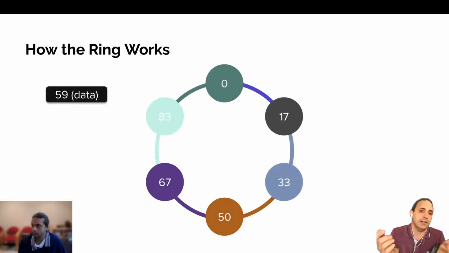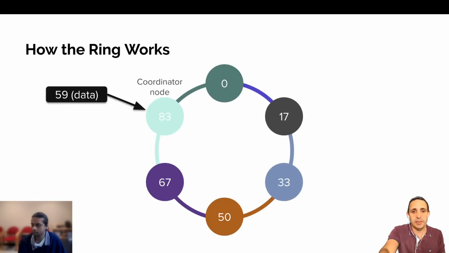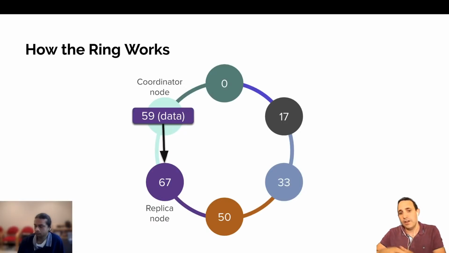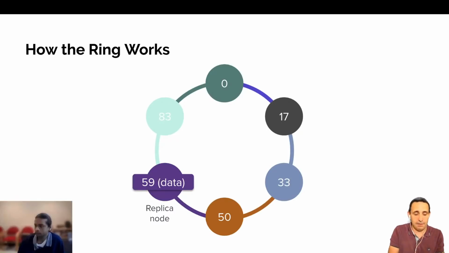Now I'm a client and I want to insert data. At the client level, the data will be hashed, providing a token 59. This data will be sent to any node. There is no master. The node becomes the coordinator for this request, and only for this request. It's not master-slave, it's just coordinator for this request. It's not in charge of 59. It will simply send the data to the proper replica, like that. And now the proper replica has your data.